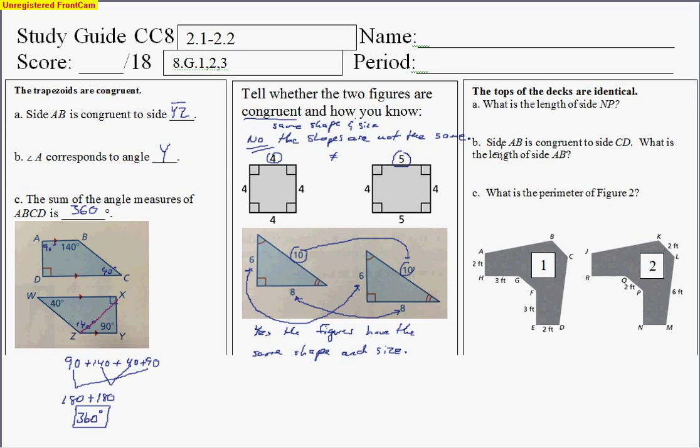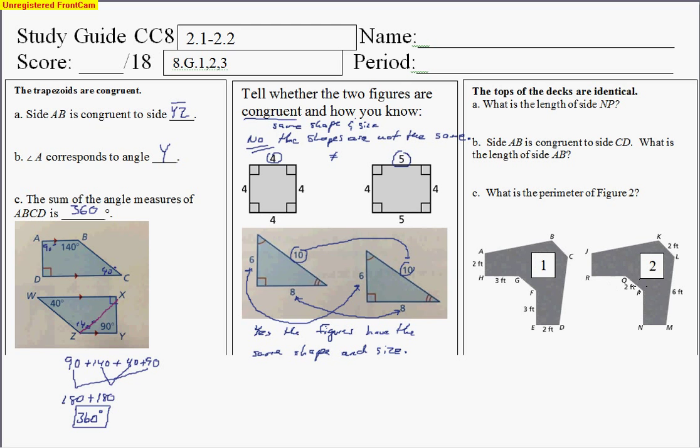Well, looking at this one, it says that the tops of the decks are identical. And they want to know what is the length of NP. So NP goes from this point right here up to this point. So if that's the case, I look at the two decks, and it looks as though this one, too, is going in the same direction. It's not flipped over, it's not turned compared to this one.